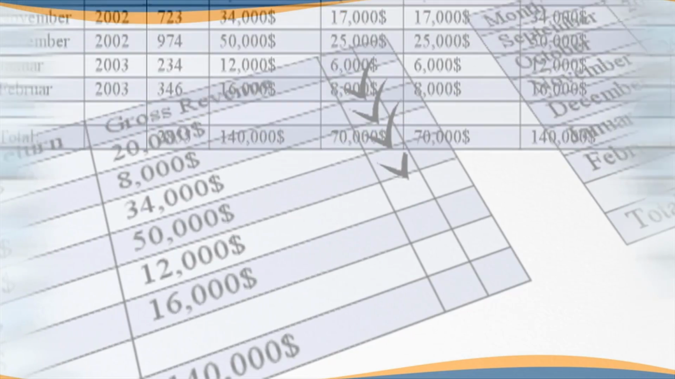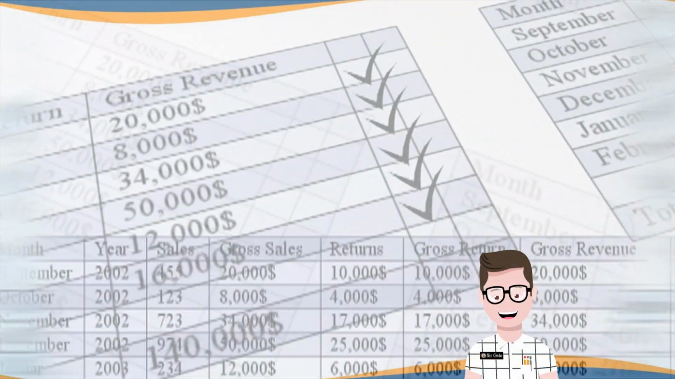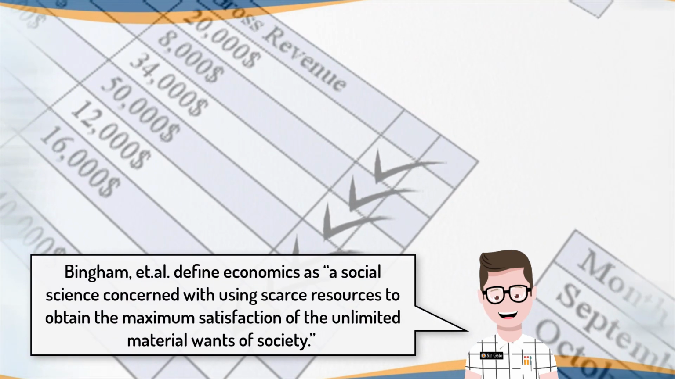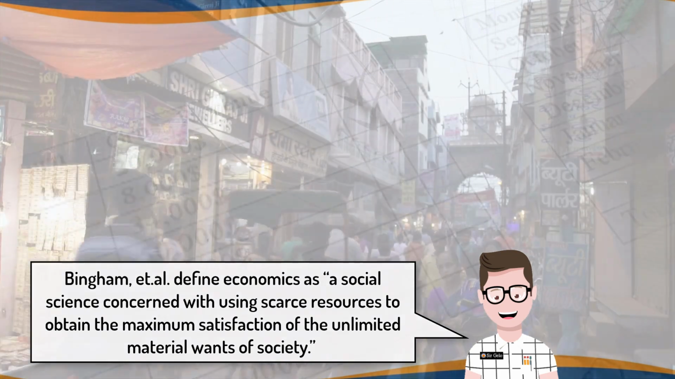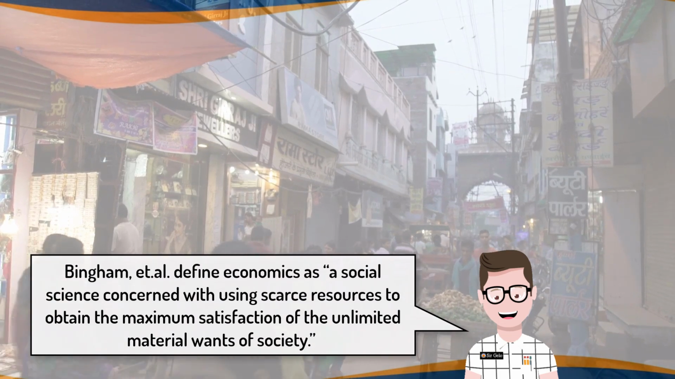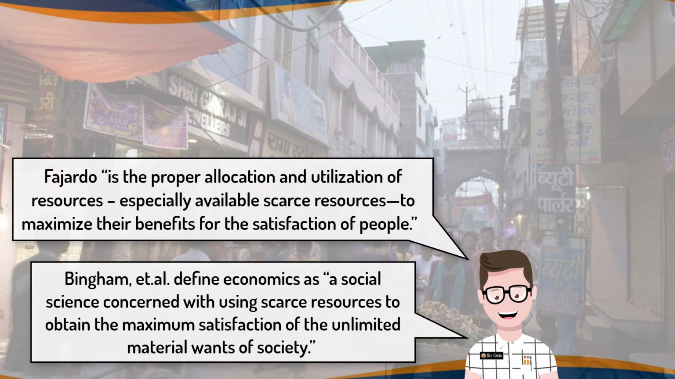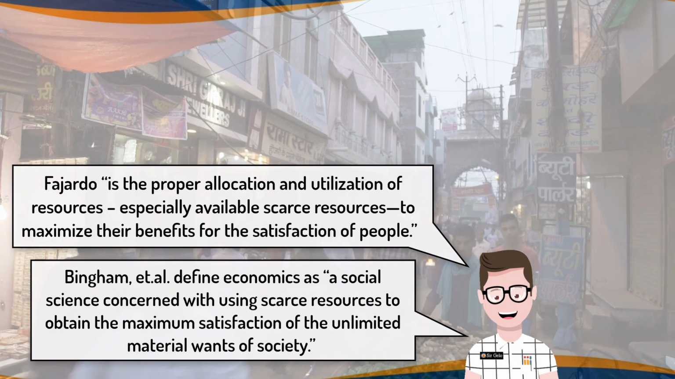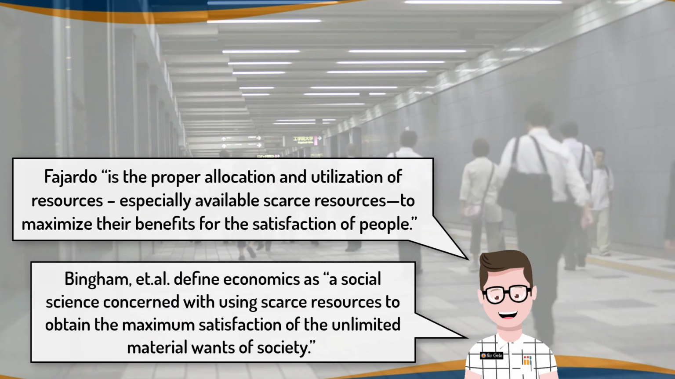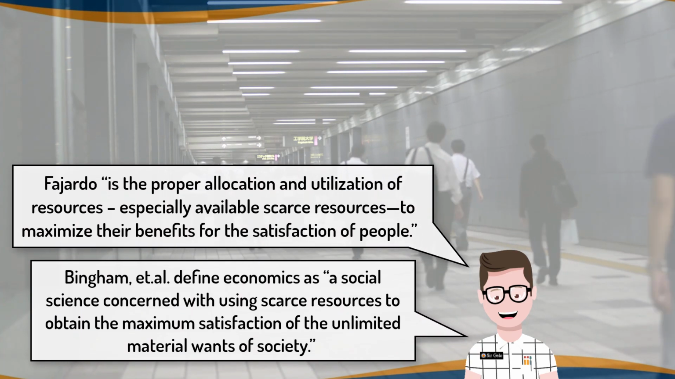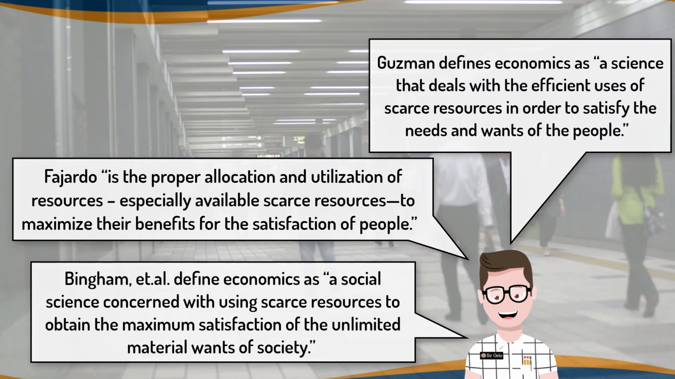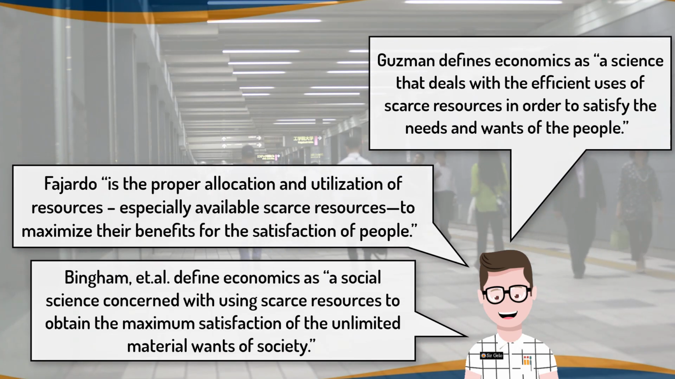Meaning of economics. Various writers have given us their share of the definitions of economics. Bingham et al. define economics as a social science concerned with using scarce resources to obtain the maximum satisfaction of the unlimited material wants of society. According to Fajardo, it is the proper allocation and utilization of resources, especially available scarce resources, to maximize their benefits for the satisfaction of people. Guzman defines economics as a science that deals with the efficient uses of scarce resources in order to satisfy the needs and wants of the people.